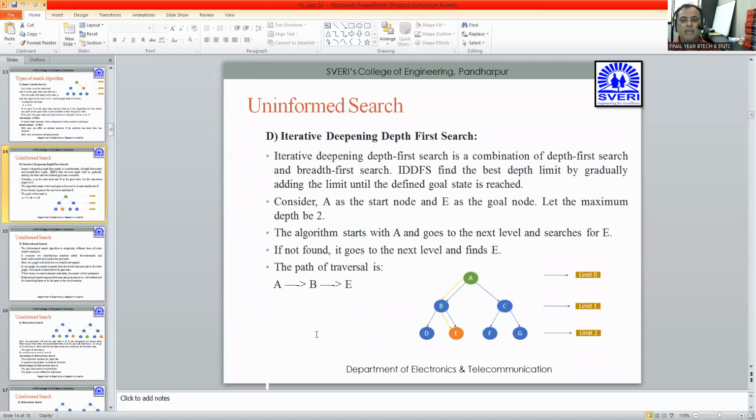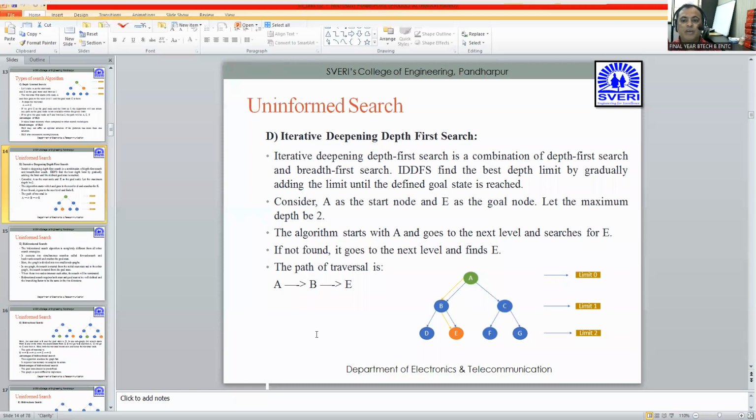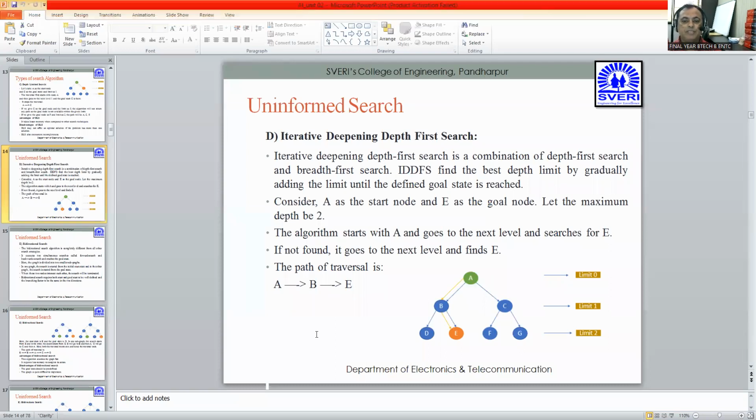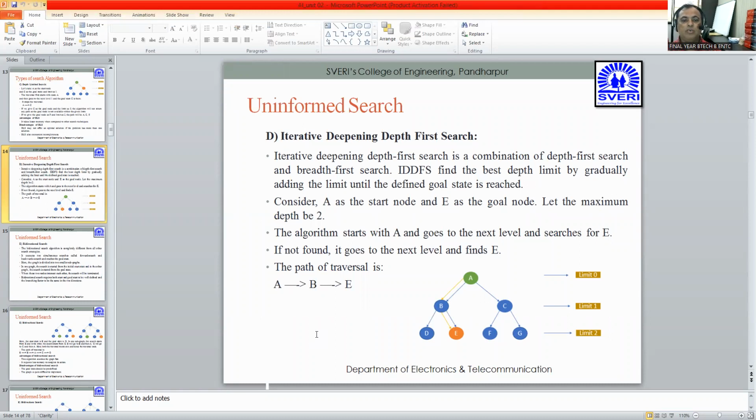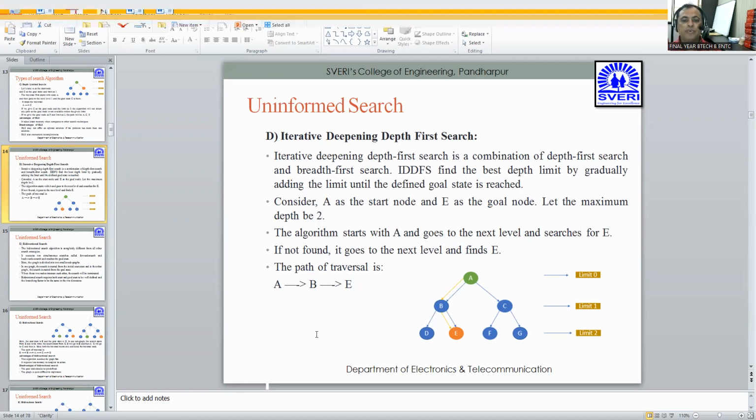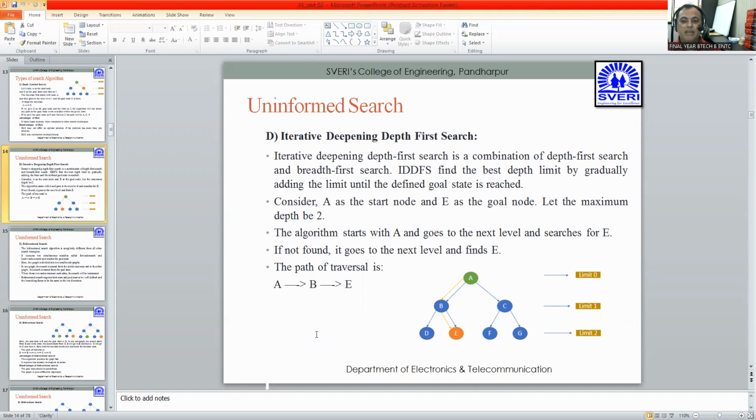This is again a type of algorithm which is mainly a combination of depth first search and breadth first search. So here it will again have a limit. Consider A and the goal node is E. The maximum depth is considered to be 2. So it is not found. The algorithm will start with A. It will go to the next level, B and C, and it will not find it there. Then it will go to the next level and find E. So the path traversal will be A, B, and E.